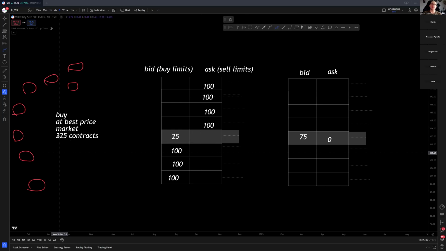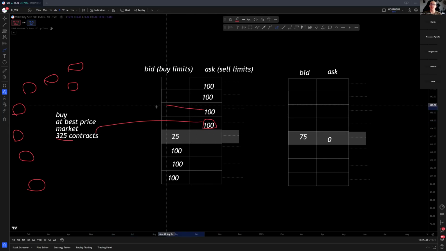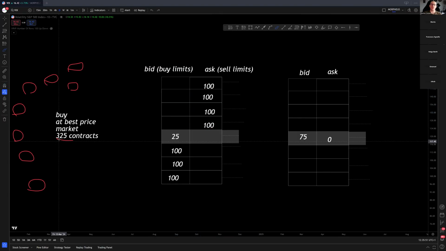So what's going to happen? 325. We have 100 only here. So he's going to take those. Okay, that's good enough. 100 will be taken from here. One more 100 will be taken from here. And 25 will be taken from these guys. So as you can see, his order has been fractioned into different levels.